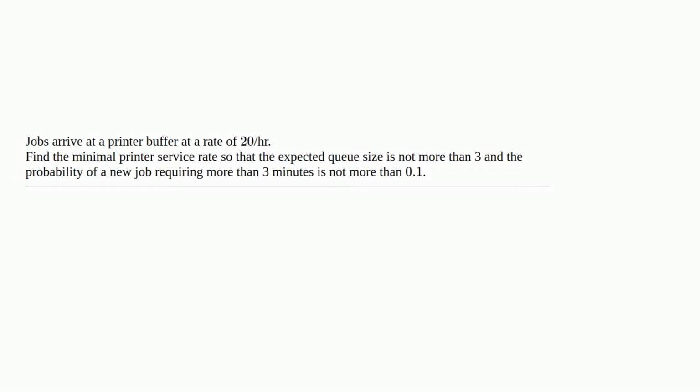Jobs arrive at a printer buffer at a rate of 20 per hour. And we're asked to find the printer service rate, so the expected queue size is not more than 3, and the probability of a new job requiring more than 3 minutes is not more than 0.1.